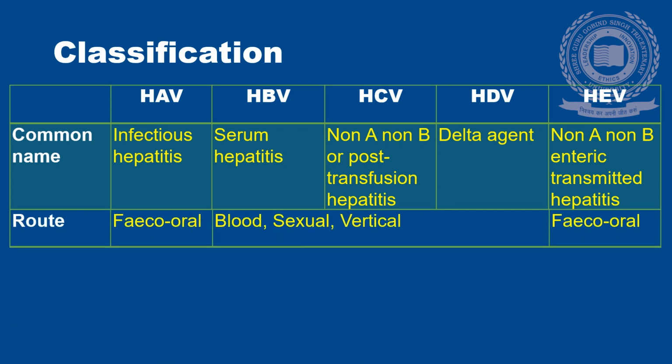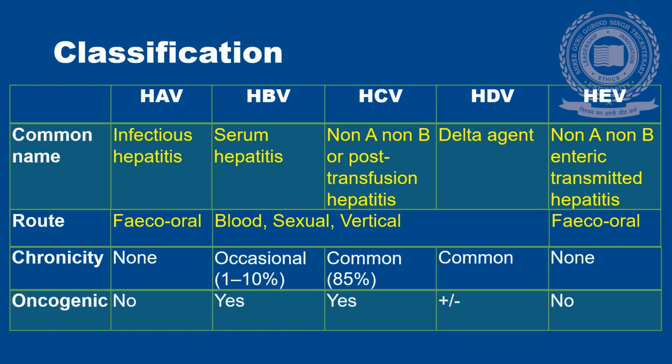The route of transmission for hepatitis A and E is fecal-oral. For hepatitis B, C and D, the most common route is blood, followed by sexual and vertical transmission. Chronicity is maximum in hepatitis C and occasionally it may occur in hepatitis B. Oncogenicity is maximum in hepatitis C and hepatitis B. Now let's discuss hepatitis A in detail.